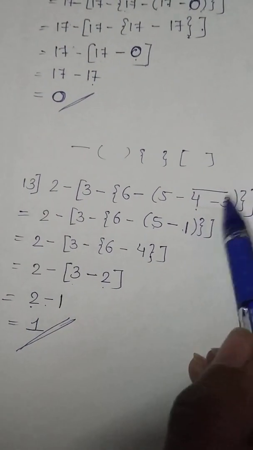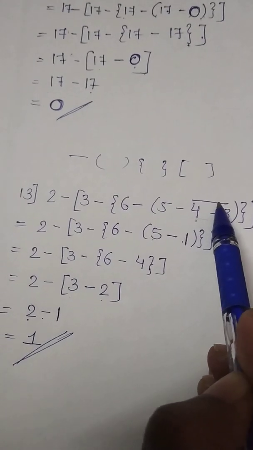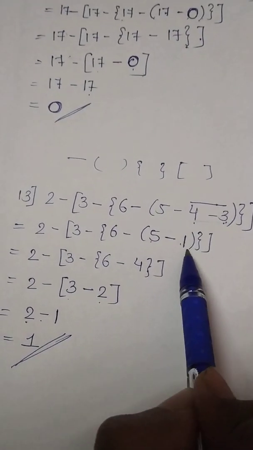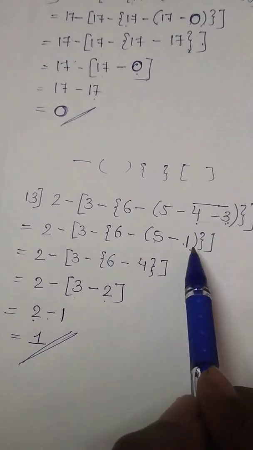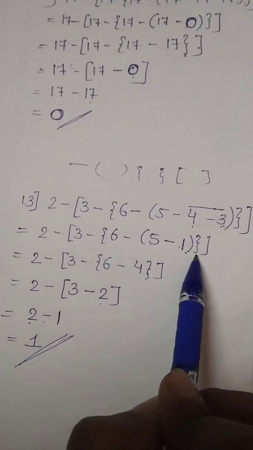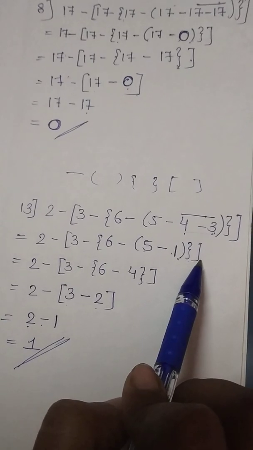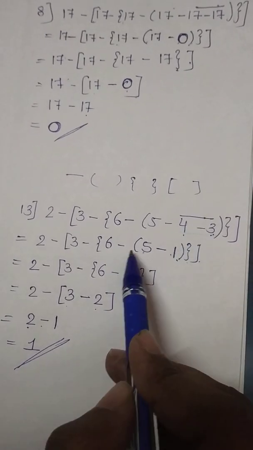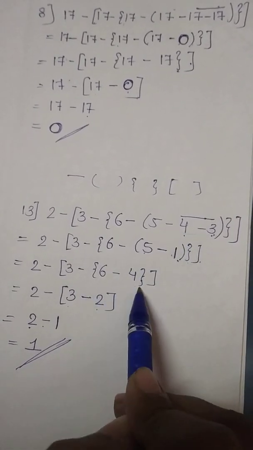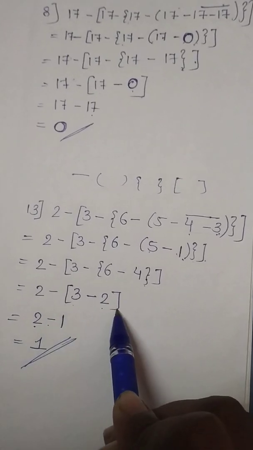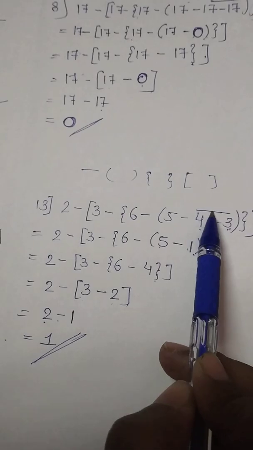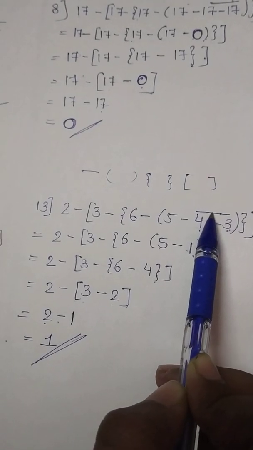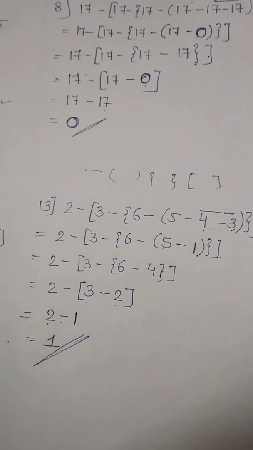I repeat, I have solved first the vinculum, then the bar bracket, small bracket, curly bracket, and then square bracket. So bar, then small, then curly, then square. You can go easily one by one, one bracket to be solved at a time. Okay.